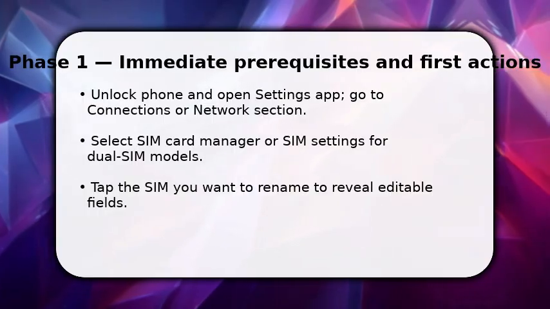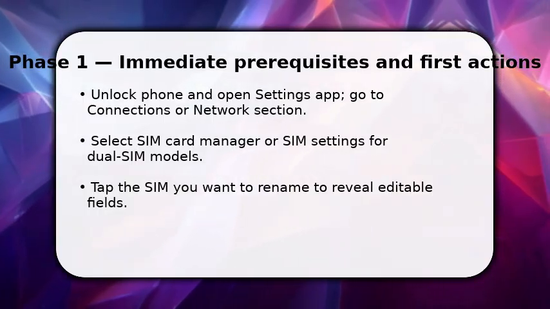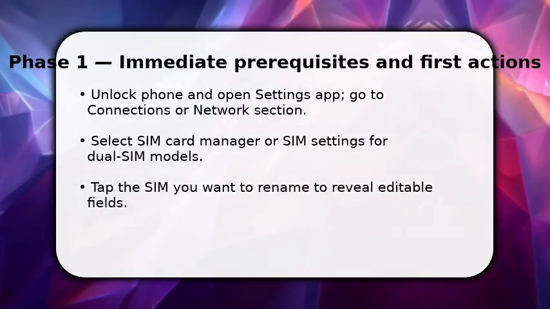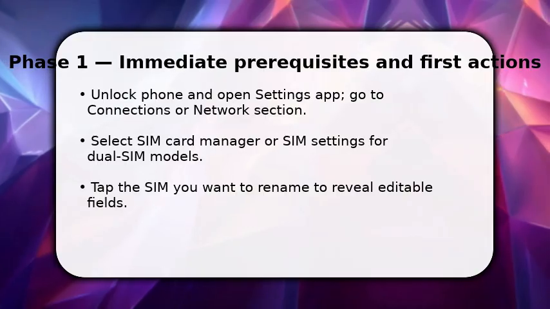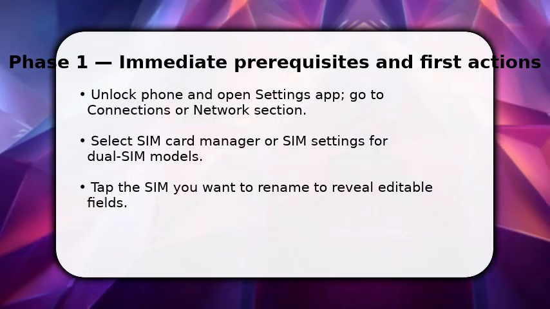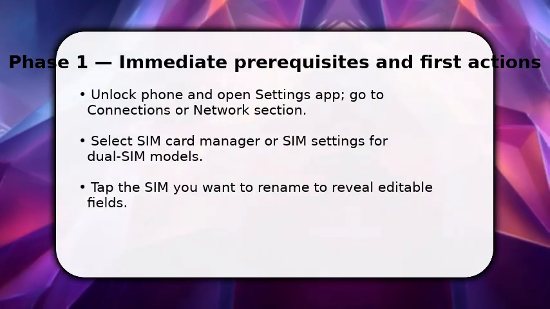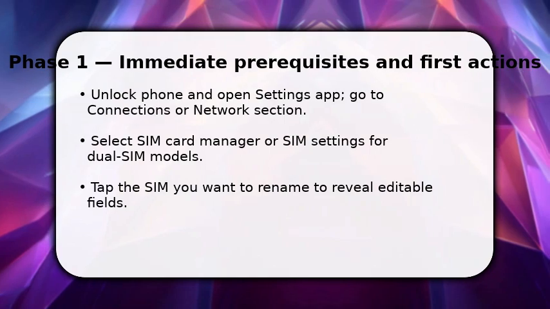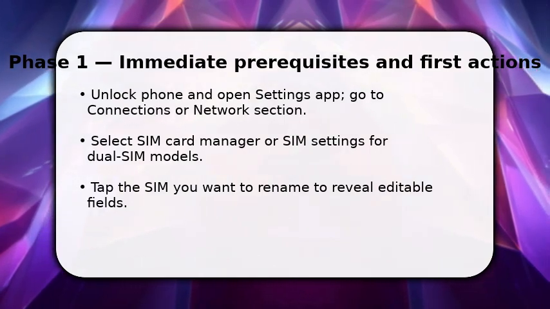You do this because the system stores two labels, one for display and one for carrier mapping. Renaming only changes how you see it. Make sure the SIM is active and recognized before editing. If it's a dual SIM phone, pick the correct slot so you don't rename the other one by mistake.